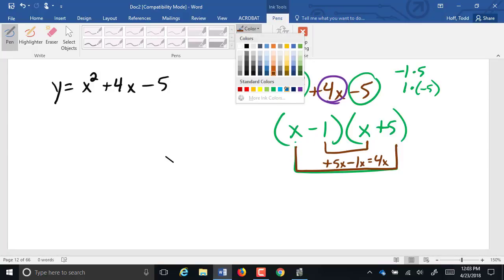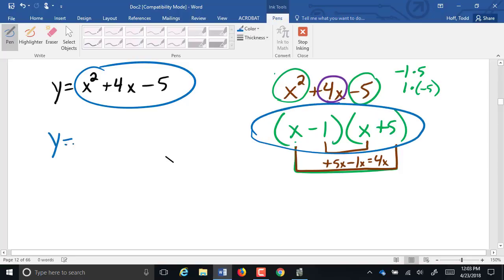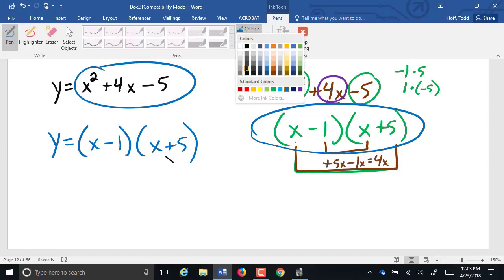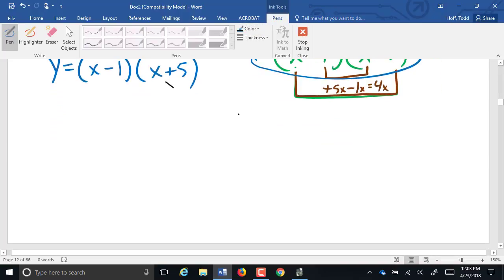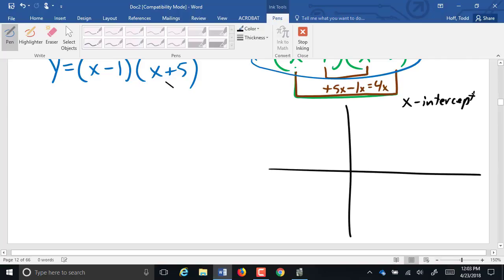So the question becomes, how does this help us graph this? So let's go back to this original equation. This factors into that. So we can have y equals x minus 1 times x plus 5. As we look at a graph, we looked at y-intercept for a linear equation originally. There's also x-intercept. X-intercept, of course, would be where it crosses the x-axis here.